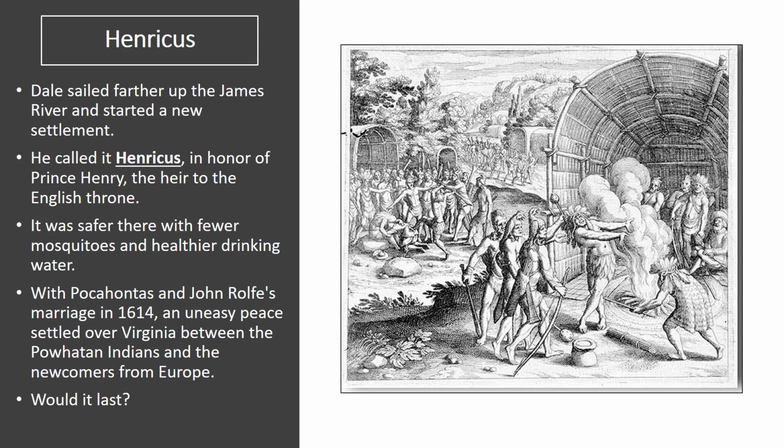Henricus. Dale sailed farther up the James River and started a new settlement. He called it Henricus, in honor of Prince Henry, the heir to the English throne. It was safer there with fewer mosquitoes and healthier drinking water. With Pocahontas and John Rolfe's marriage in 1614, an uneasy peace settled over Virginia between the Powhatan Indians and the newcomers from Europe. Would it last?